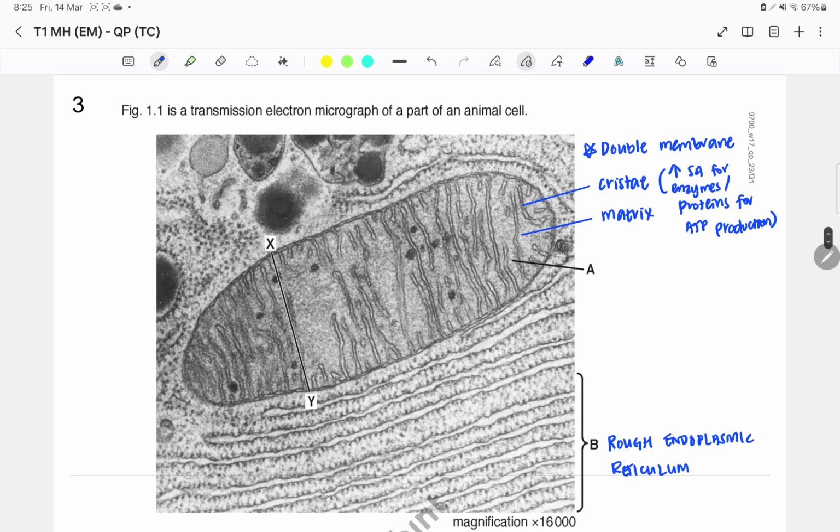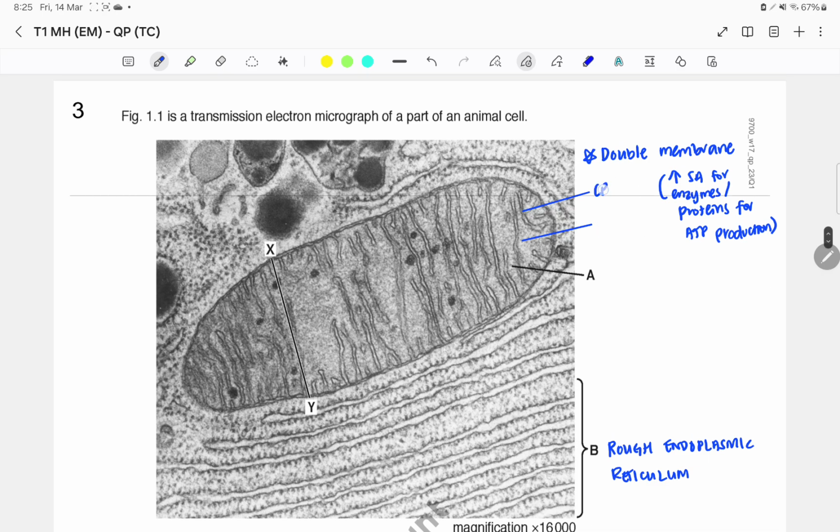Now, I keep saying to my students that they should be labeling with capital letters. Just for the sake here, I'm just going to change it. So if this was a biological drawing, let's practice labeling with capital letters.